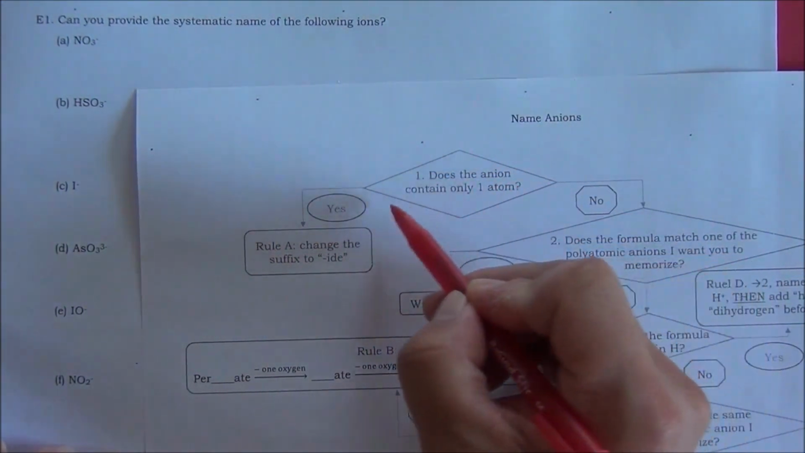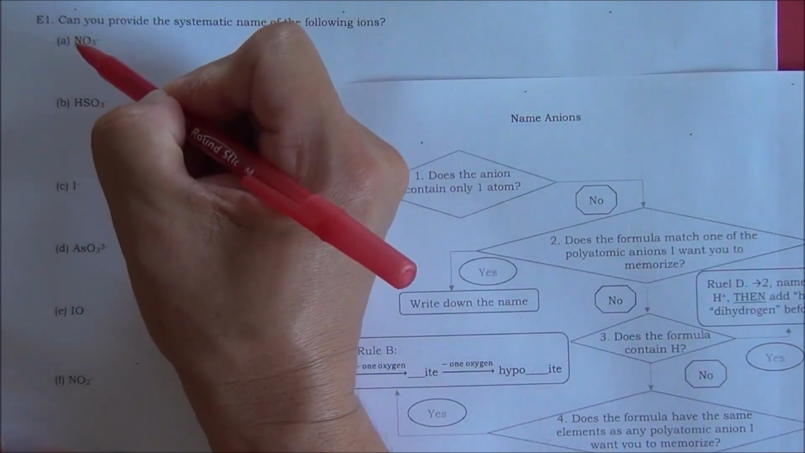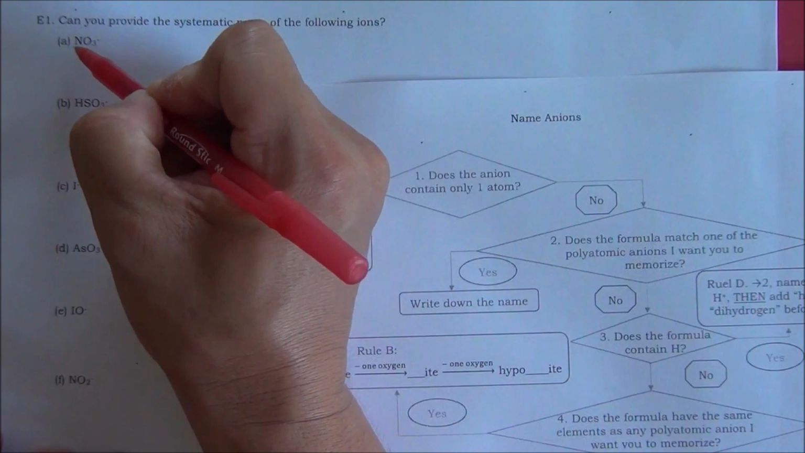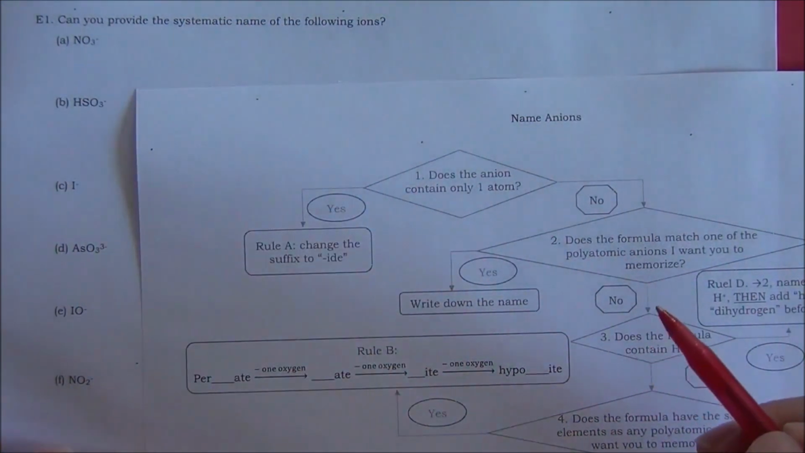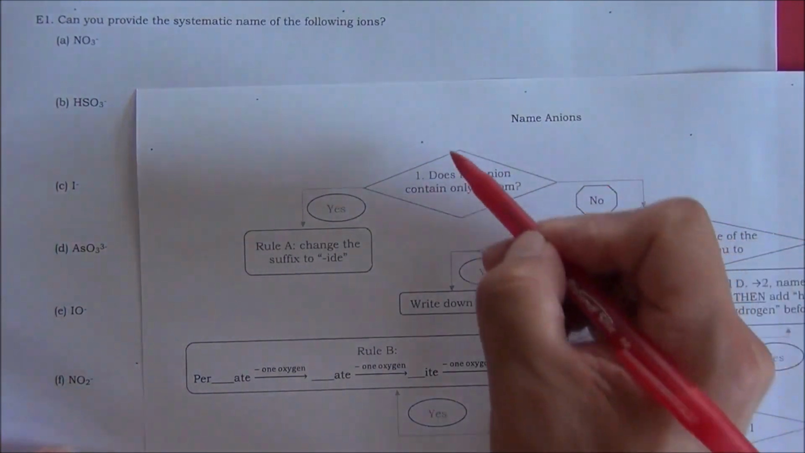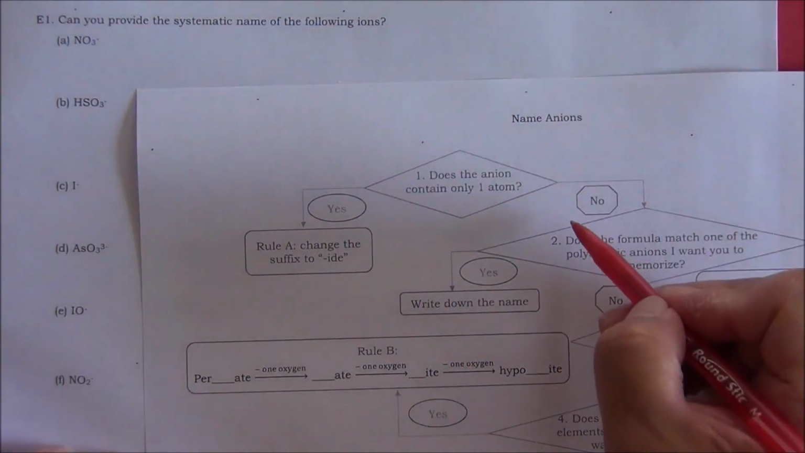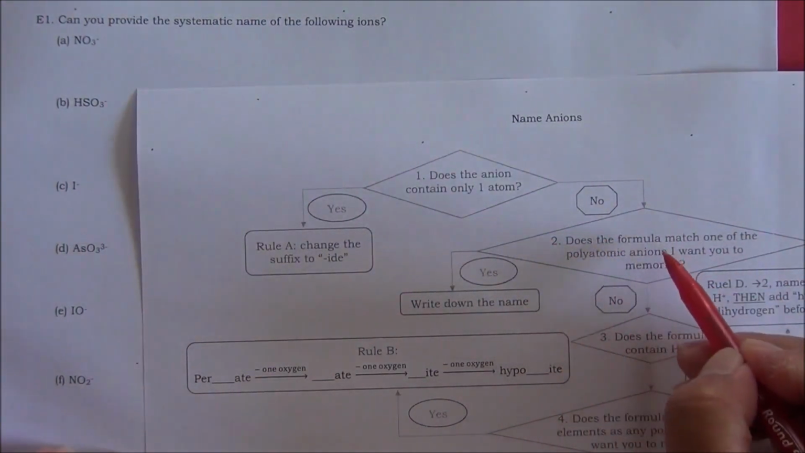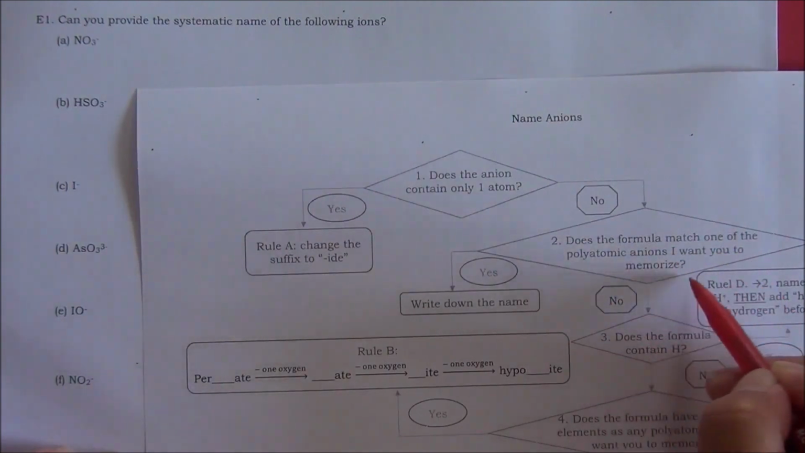Does the anion contain only one atom? From the formula, we can see that the ion contains 1 plus 3 equal to 4 atoms. Therefore, the answer is no to question number 1. According to the flowchart, we need to proceed to step 2. Does the formula match one of the polyatomic anions I want you to memorize?